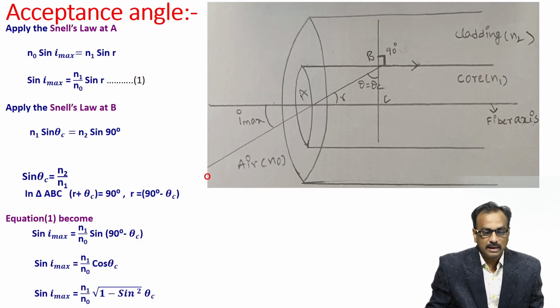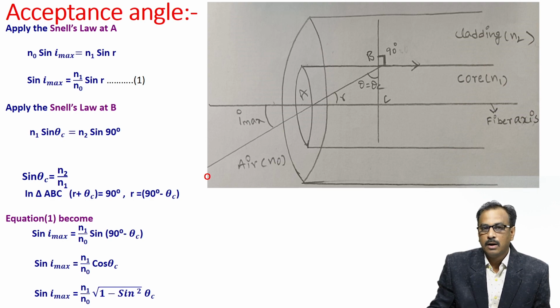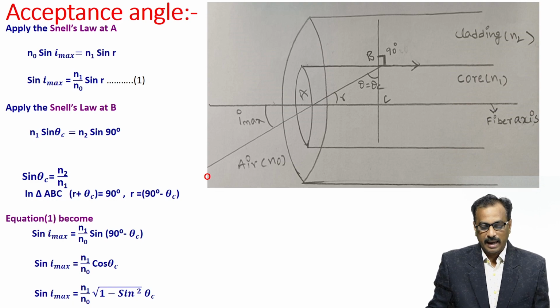Next, this is the acceptance angle. The light ray can suffer total internal reflection at one certain angle only. Now we are going to discuss the acceptance angle, the angle at which the light ray can suffer total internal reflection. That is called the acceptance angle.